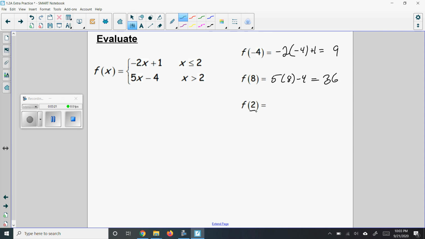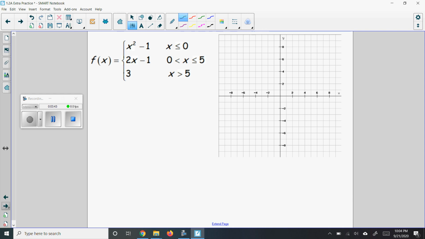And if x is 2, I'm going to use this chunk because x is equal to 2. We include that one. So this is going to be -2 times 2 plus 1, which is -3. Now this graph has 3 chunks. Okay, so let's look at this first one.